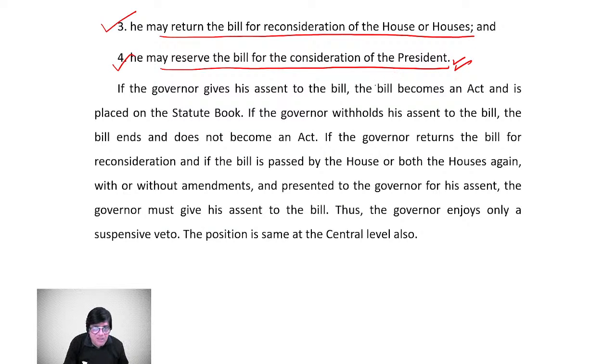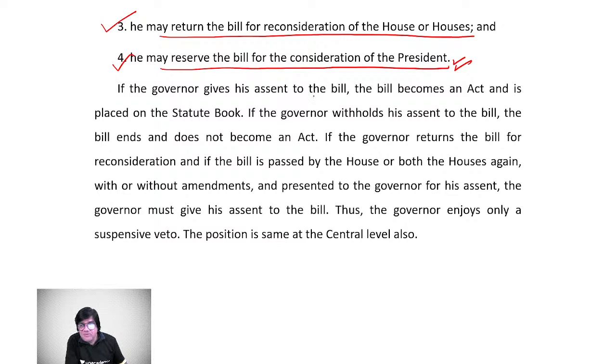I told you there are several instances and several bases on which a governor is entitled to reserve a bill for the consideration of the president. Particularly, as I said, if it is derogating from the powers of the high courts or endangering the powers of the high court, or if it is ultra vires of the constitution, or it is anti-national in character, right? So in all such instances, that bill can be reserved by the governor for presidential consideration. The president will consider and send it back to the governor, either giving his assent or not giving the assent, or he may even send it for reconsideration.